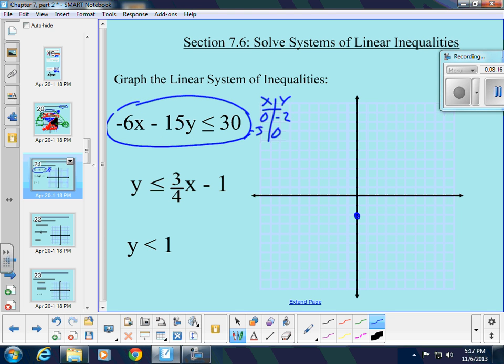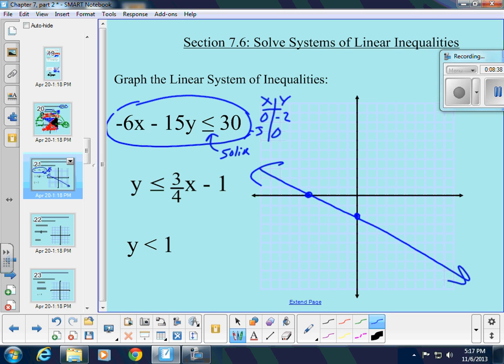(0, -2) would be down here. (-5, 0) would be to the left 5, up and down 0. This line in this case should be a solid line because it does have that line underneath. So a solid line means the line is part of the solutions. Any point on this line is also a solution to this inequality. And the rest of the solutions are either above or below the line.